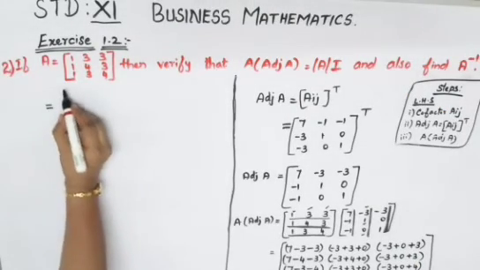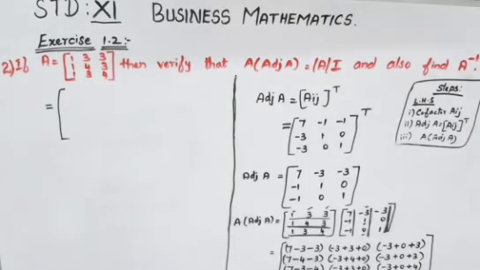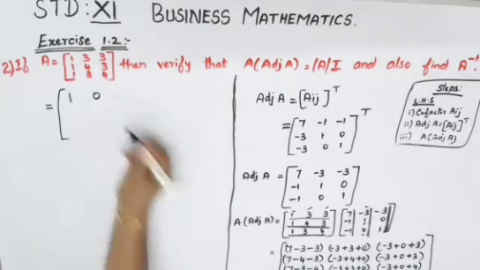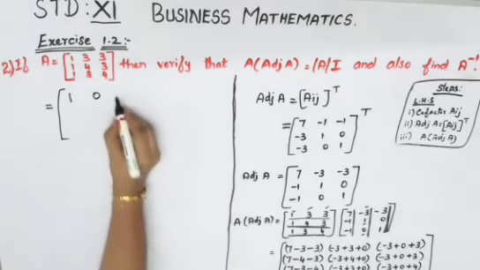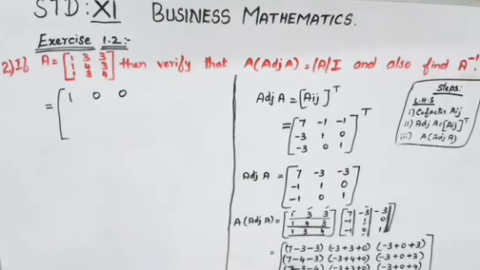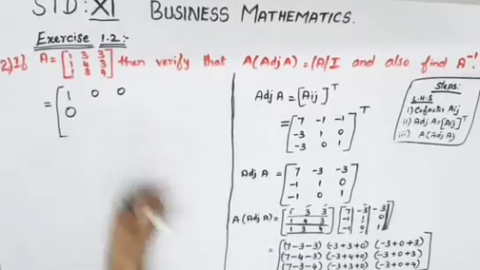Equal to minus 3, it will become minus 6. So 7 minus 6 will become 1. Minus 3 plus 3 will become 0. Then again minus 3 plus 3 is there, so 0. Now 7, this minus 4 minus 3 will become minus 7. So 7 minus 7, 0.